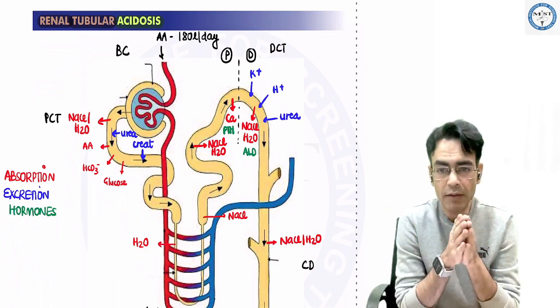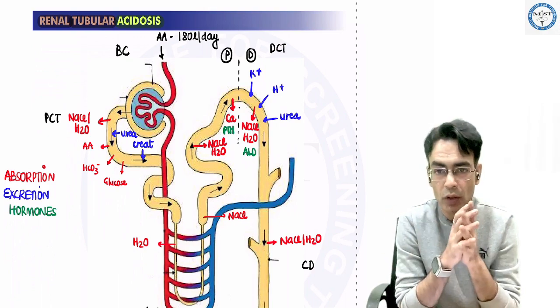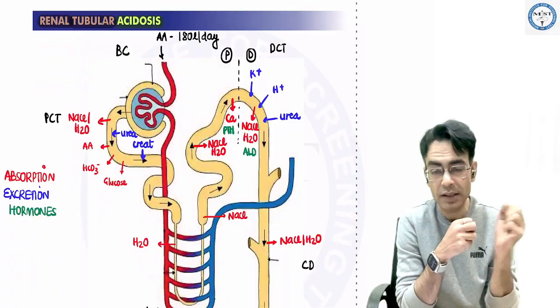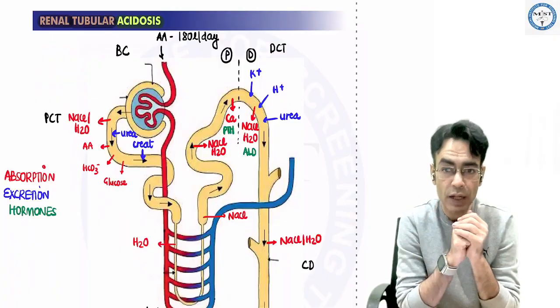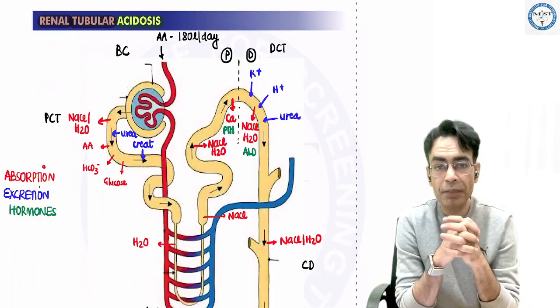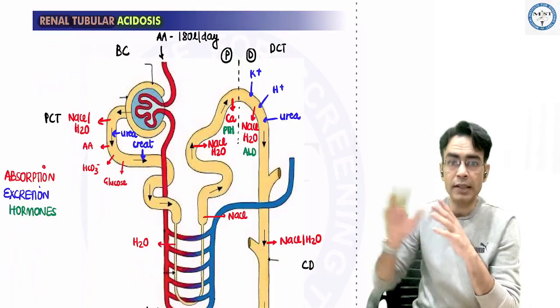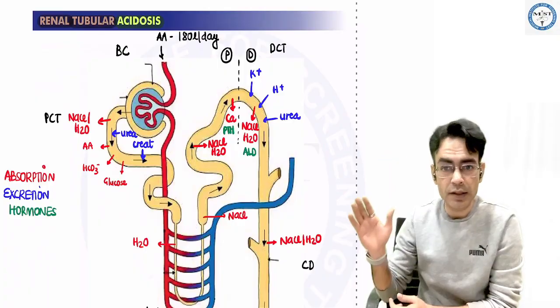Everywhere in the nephron, there will be absorption of water and sodium chloride because 180 liters of blood is going, 178 liters is getting back, only 2 liters of urine at max we are making. So everywhere we'll be absorbing sodium chloride and water. In DCT, it is divided into proximal and distal.